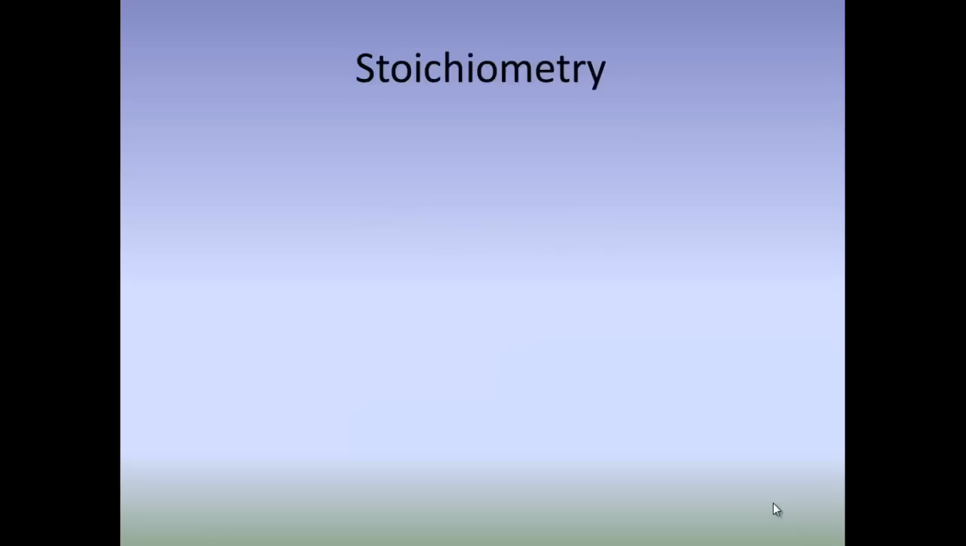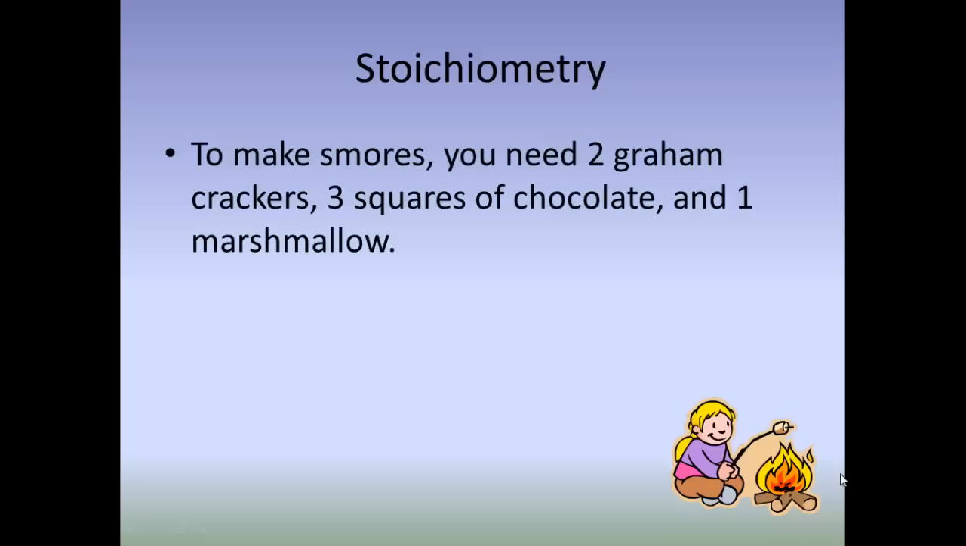I often compare stoichiometry to something like a recipe for making some food. Maybe you're going to bake something, or maybe you're making something as simple as a s'more. If you're going to make a s'more, you need certain amounts of different things. Usually you use 2 graham crackers, 3 squares of chocolate, and 1 marshmallow. This is your recipe. This would be like telling you how many of each reactant you need.